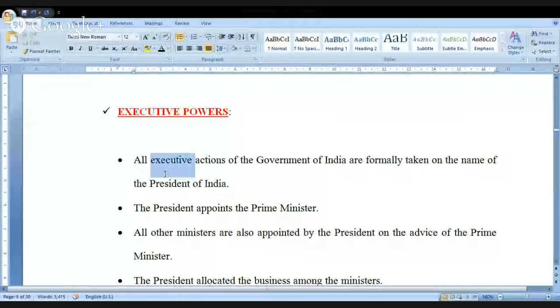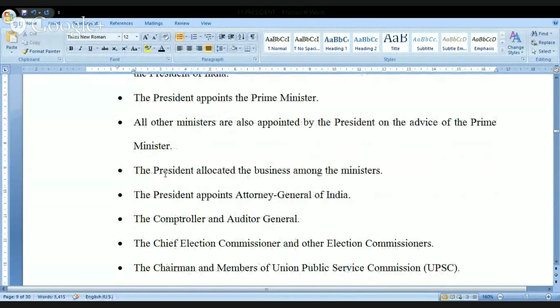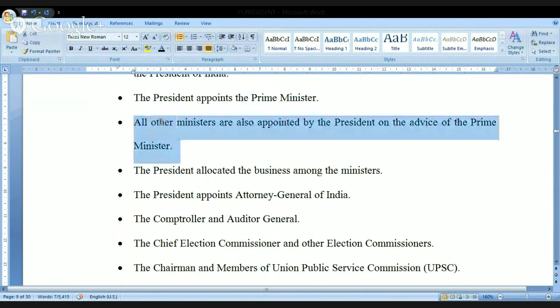Right, look at this. All executive actions of the government of India are formally taken in the name of the President of India. What are the appointments made by the President? The President appoints a Prime Minister, meaning the most important man of the nation. The most important man of the nation, the Prime Minister himself, is appointed by the President. Next one. All other ministers are also appointed by the President on the advice of the Prime Minister. Kindly remember, on the advice of the Prime Minister means every minister is a choice of the Prime Minister.